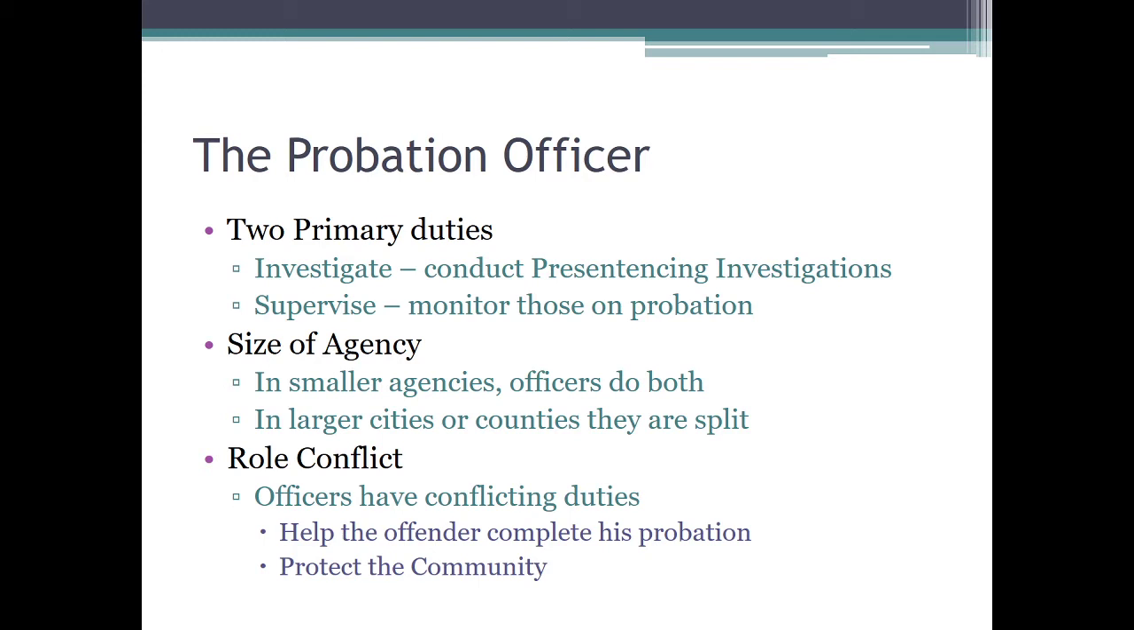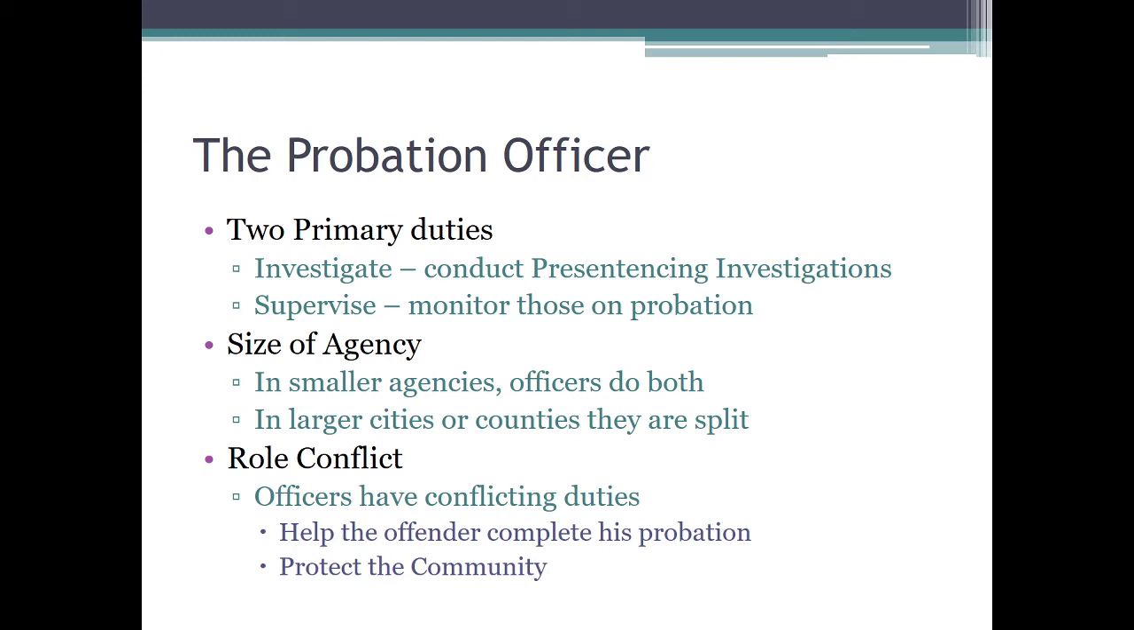So he does investigations, and then after the judge imposes the conditions of probation, he's also the guy that's going to supervise it. He's going to monitor them. Now, in smaller agencies, I'm going to just guess, if you're up in Montana or Wyoming where there's more cows than people, I'm going to guess that the probation officer does both of those. But in your larger cities, Los Angeles, New York, Miami, Chicago, New Orleans, those duties are going to be split. Usually you're going to have the investigators and the supervisors.